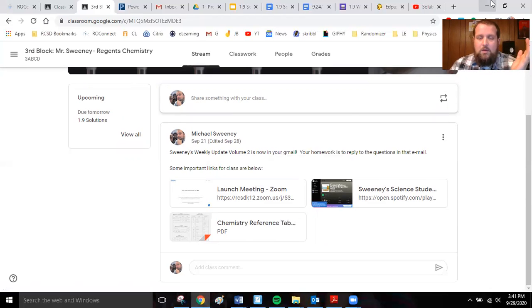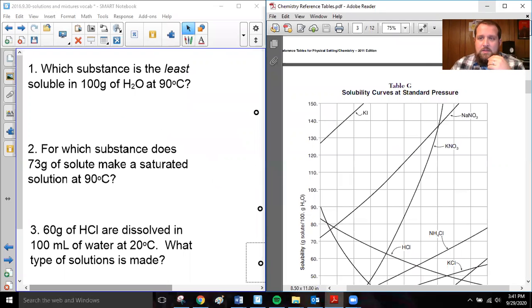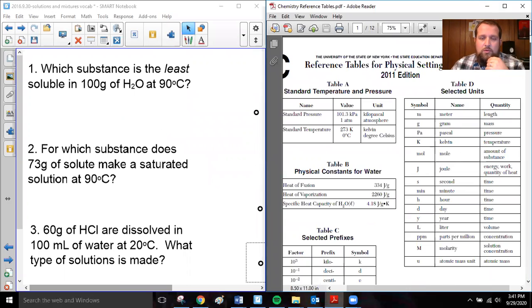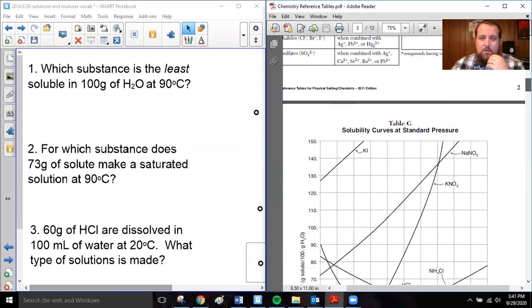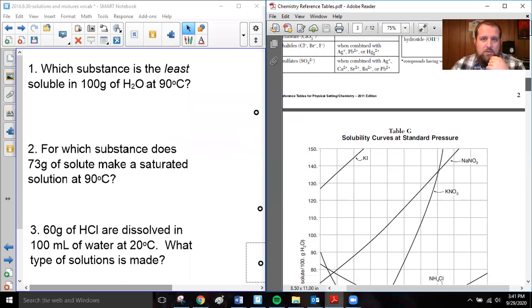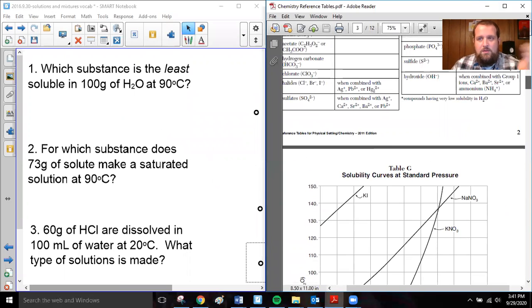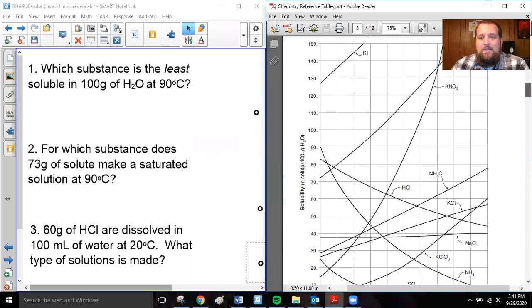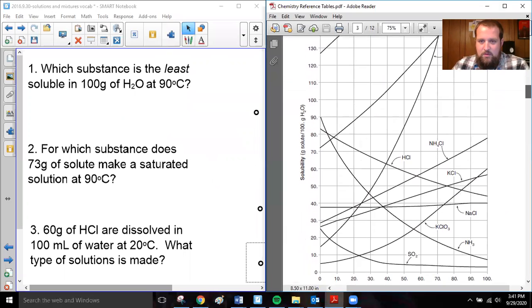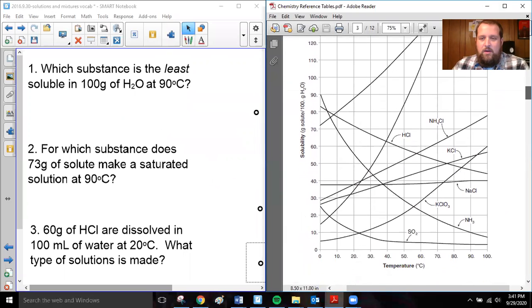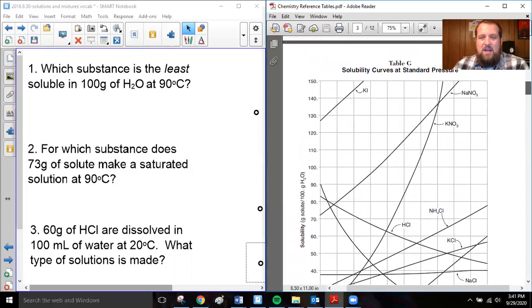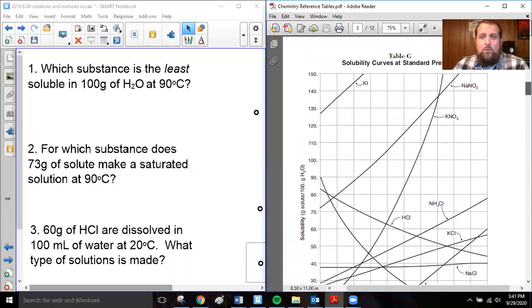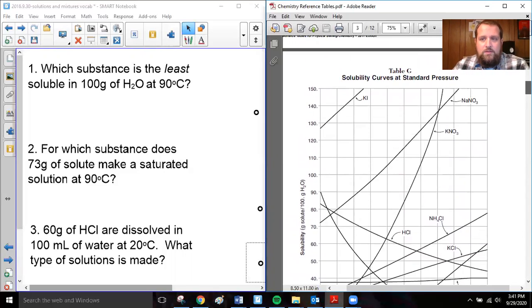However you do it, you're going to get a copy of the reference tables and you're going to scroll down from the front page to Table G, solubility curves at standard pressure. And standard pressure just means under normal conditions. And you see this solubility curve diagram is a bit more complicated. It has like 10 different substances on it instead of 1 or 2, but it works the same way.